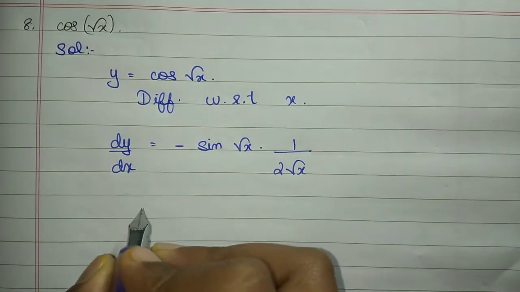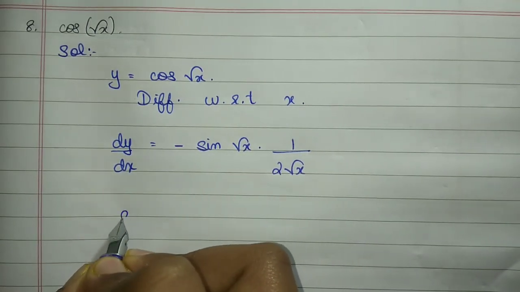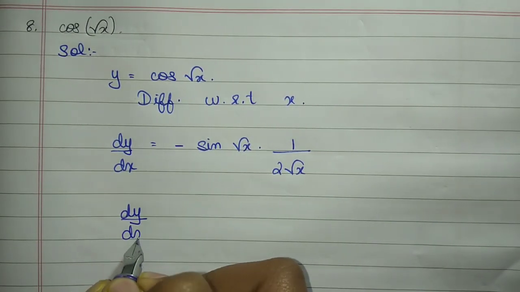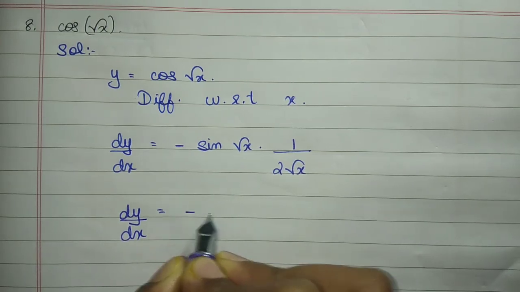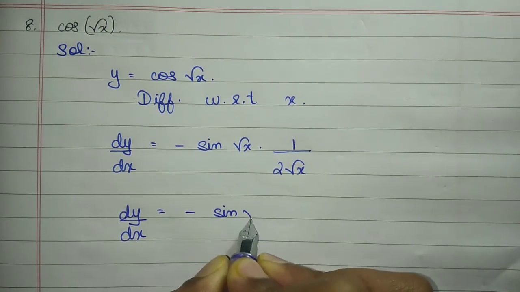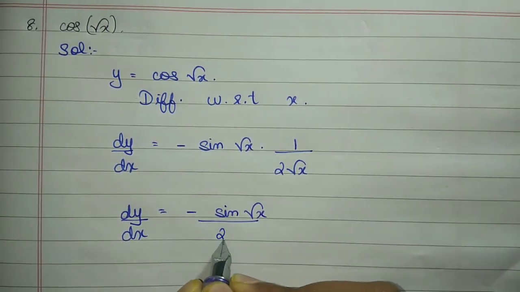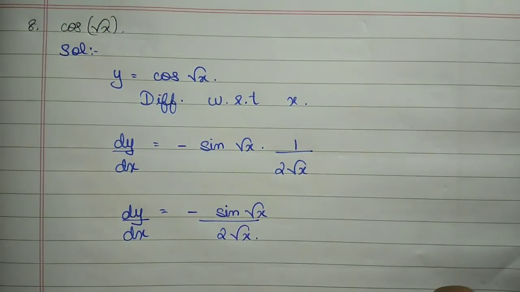Okay, so that's it. So let me rewrite it again. So dy by dx is equal to minus sine root x divided by 2 root x. That's it.